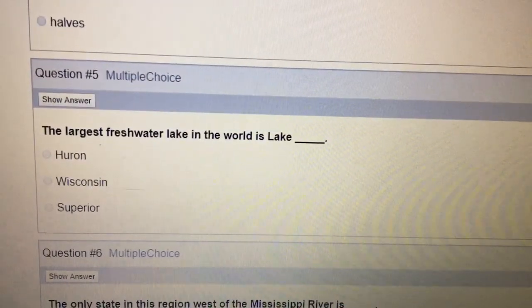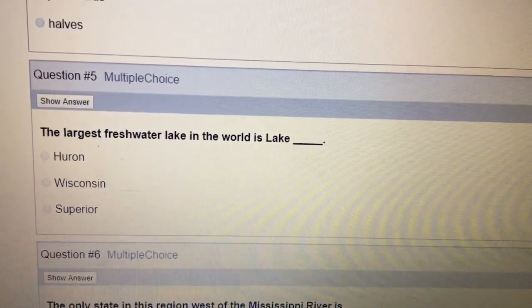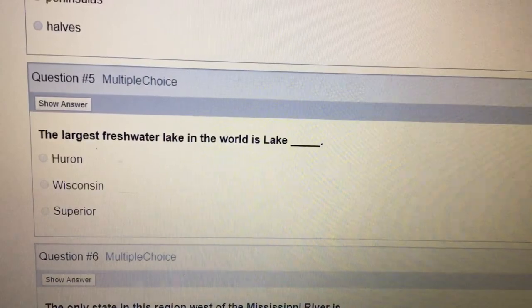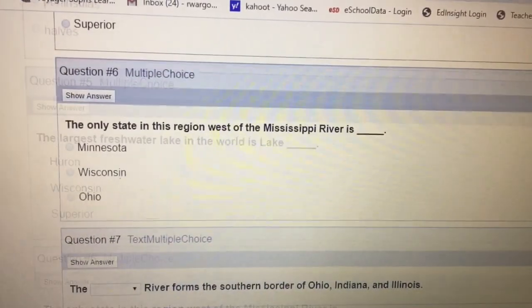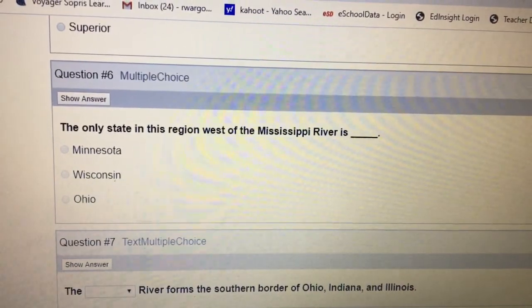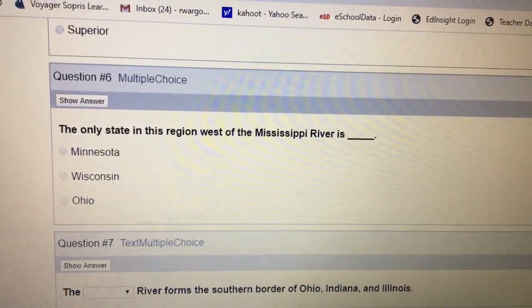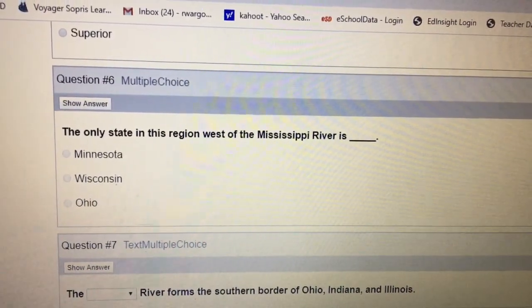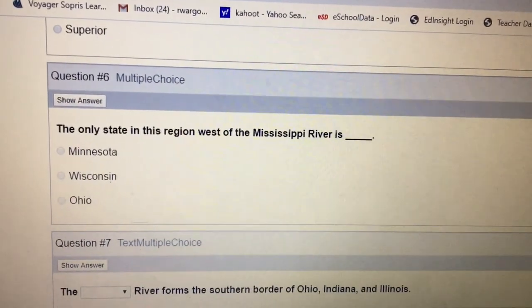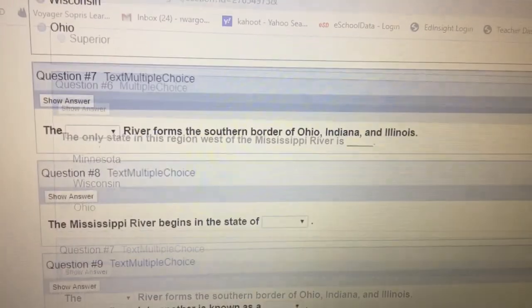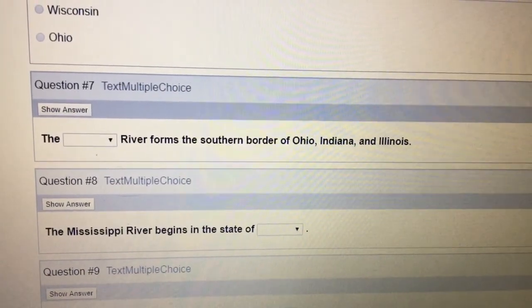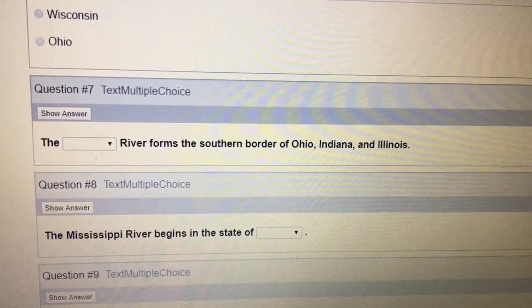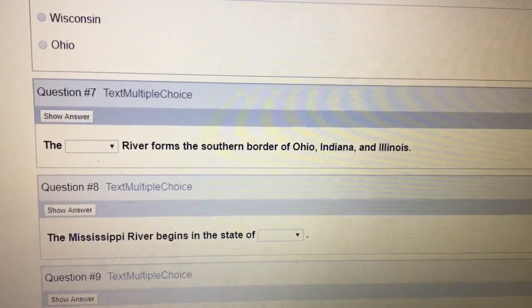Question 5. The largest freshwater lake in the world is Lake blank. Huron, Wisconsin, Superior. Question 6. The only state in this region west of the Mississippi River is Minnesota, Wisconsin, Ohio. Question 7. The blank river forms the southern border of Ohio, Indiana, and Illinois. Use the drop-down box to find your answer.